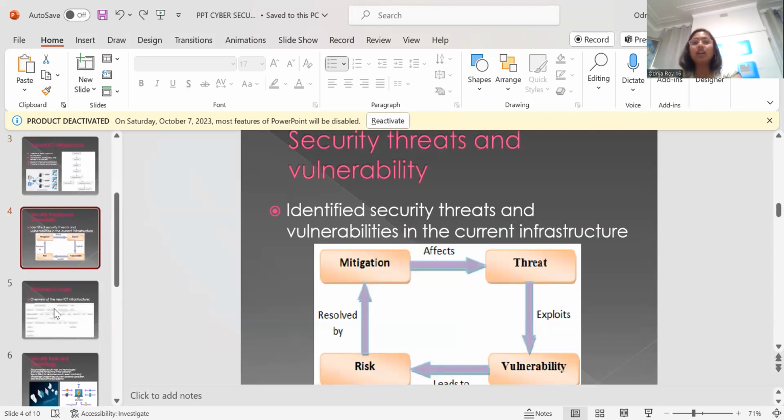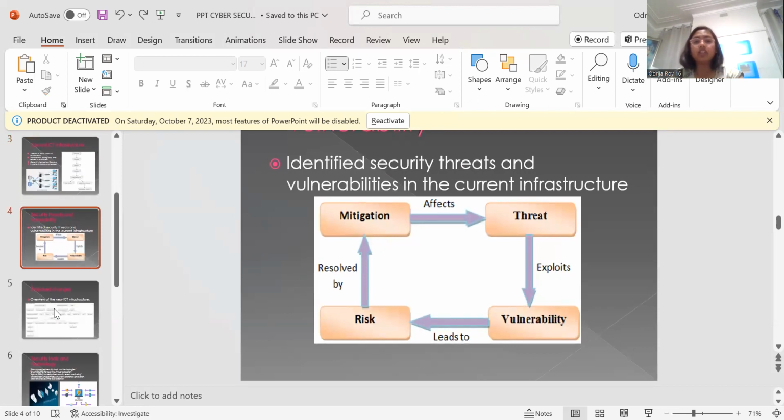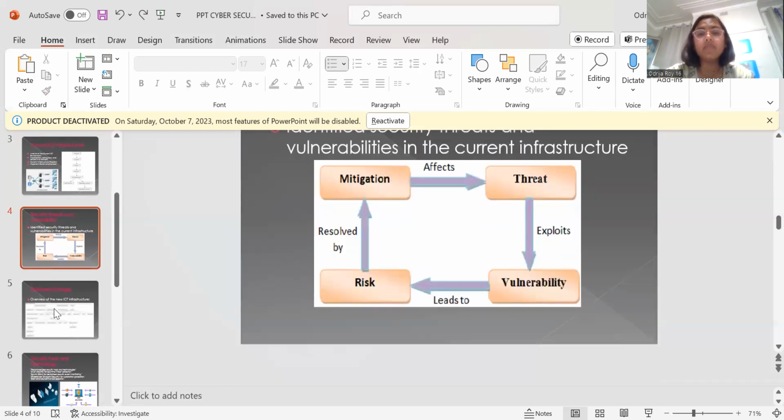Here we can see the security threats and vulnerabilities for Commonwealth Bank. Here are the identified security threats and vulnerabilities in the current infrastructure. Following an examination of the present information and communications technology infrastructure at Commonwealth Bank, many serious security risks and vulnerabilities were discovered, all of which need rapid remediation. We can see that mitigation affects the threats, and threats exploit the vulnerabilities, which leads to risks.